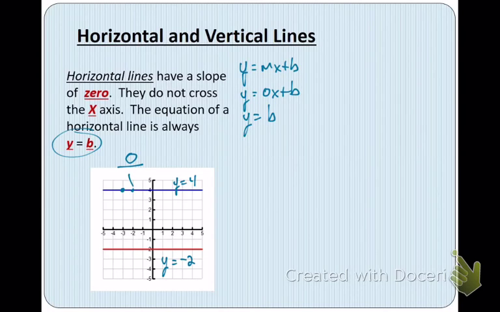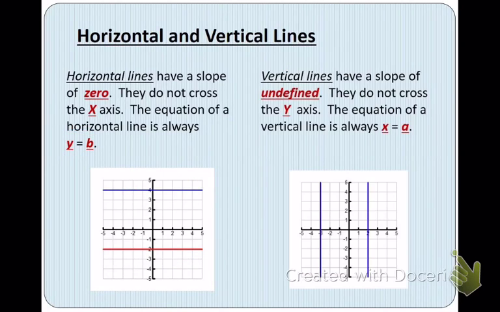Okay? If your line is not going to cross the x-axis ever, then your equation should not have an x in it. Okay? And you can look at it the other way. If an equation does not have an x in it, then it will not cross the x-axis. And the only type of line that does that is a horizontal line.